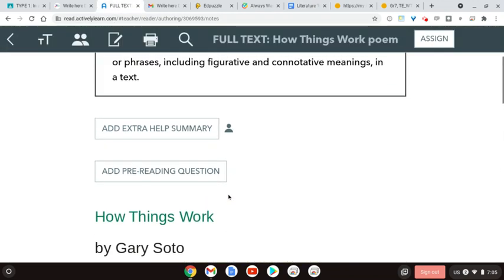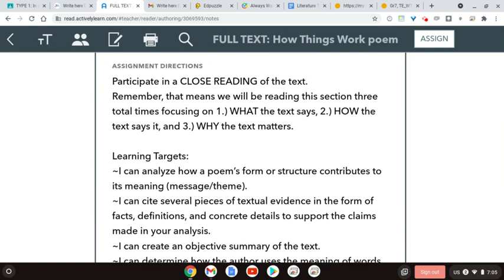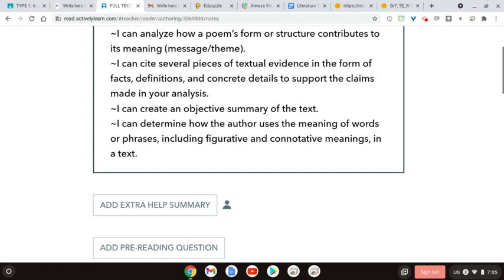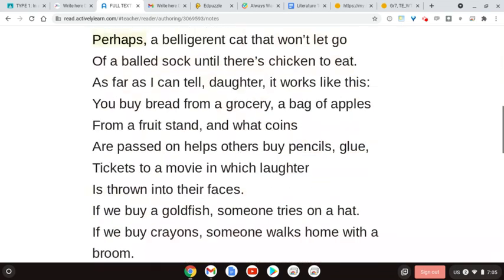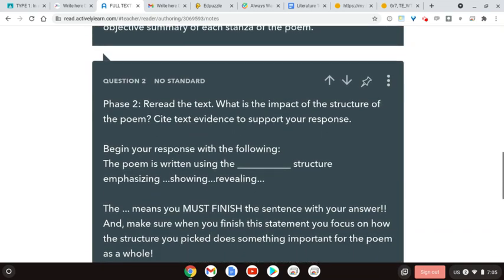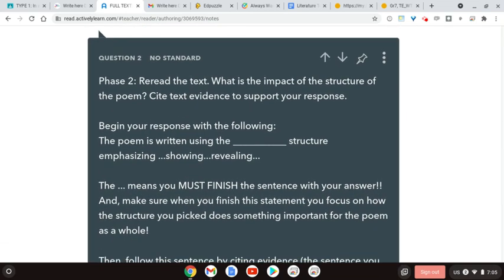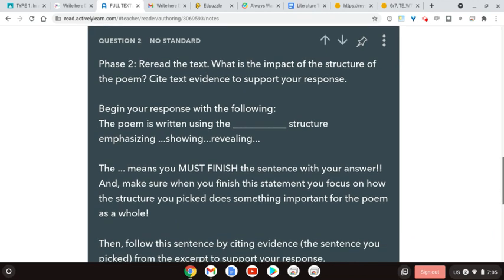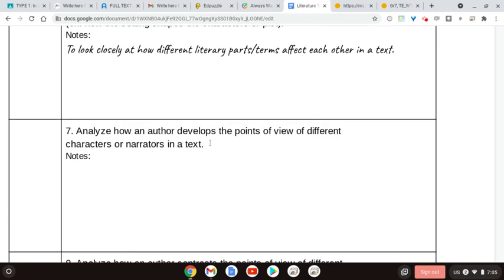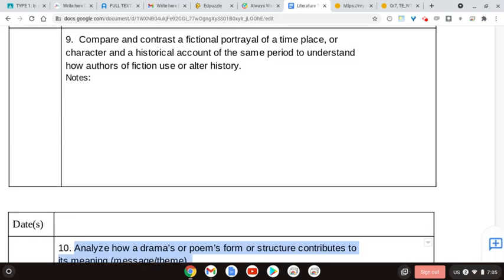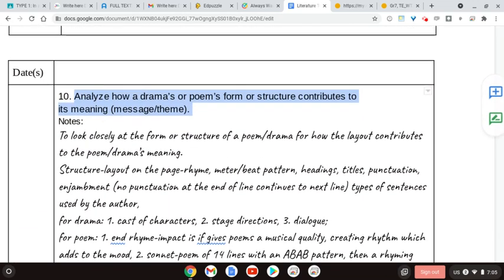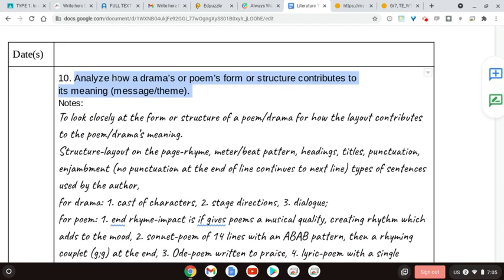As you read through for the second reading of this piece, for how the text says it, you're going to read through How Things Work by Gary Soto, looking at phase 2. What's the impact of the structure of the poem? And cite text evidence to support your response. As we read through for what is the impact of the structure of the poem, we're looking at learning target number 10, to analyze how a drama or a poem's form or structure contributes to its meaning.